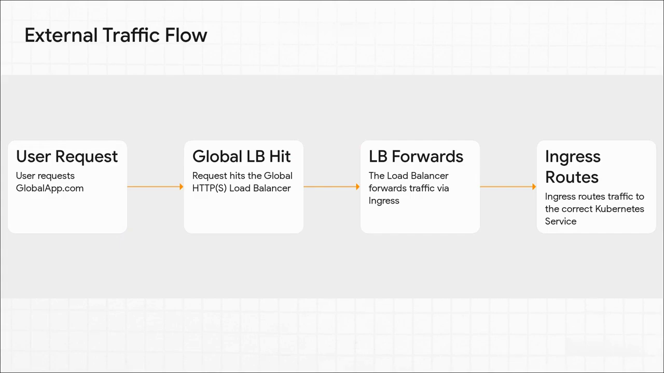A user types in globalapp.com. That request first hits Google's global load balancer, right at the network edge, super close to that user. From there, the load balancer, which is configured by our Ingress object, knows exactly where to send that traffic. It forwards it to the correct Kubernetes service inside our cluster. It's a brilliant way to get both global reach and intelligent routing with just one simple manifest file.